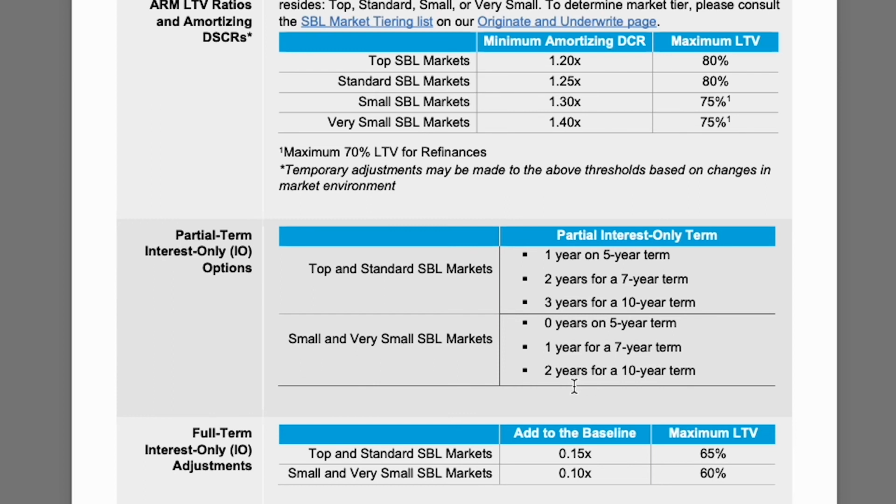Now, what if you want full term interest only? Then your maximum LTV can be 65%, and they're going to require that you adjust your baseline, meaning that your debt service coverage ratio is going to go up by 0.15. So if you are in the top market, then you're going to have a minimum DSCR of 1.35, and you're going to have a maximum LTV of 65% if you want full interest only on your loan.